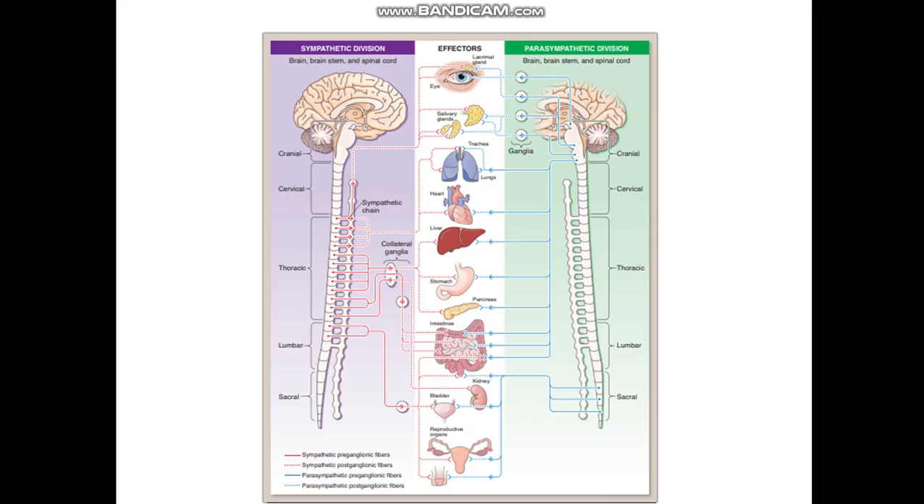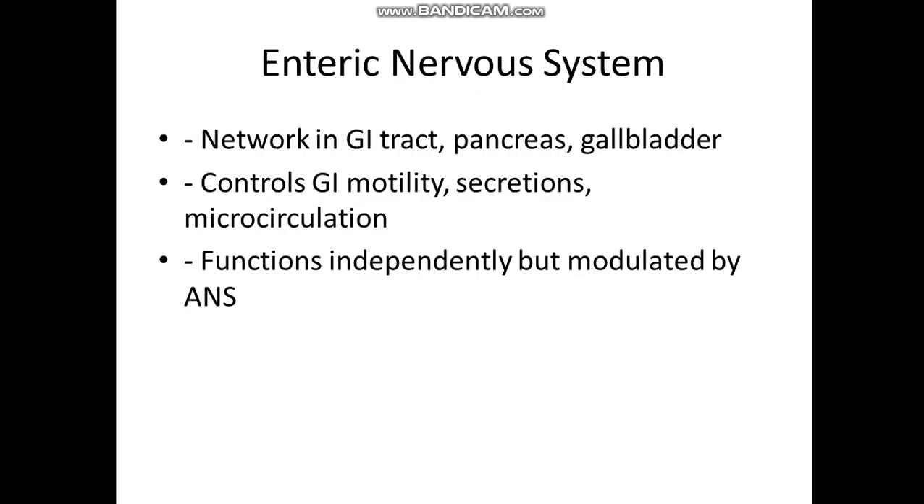Here is the structure of the sympathetic and parasympathetic division. You can see the brain and the spinal cord from which neurons are originating and then innervating the different organs. We will discuss the detail of this in later lectures, inshallah.